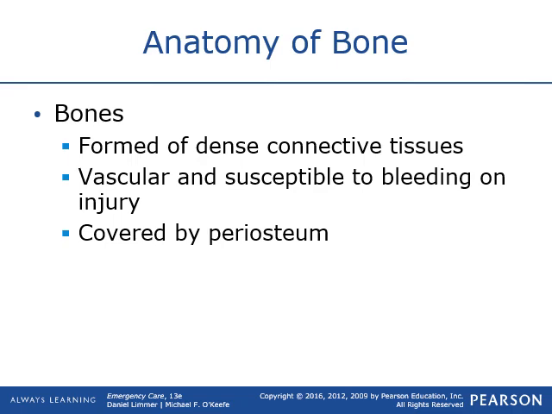So the bones are formed of dense connective tissues. Now, pediatric note, just remember the bones are not as formed as an adult. They're a little bit more flexible. They're vascular and susceptible to bleeding on injury, especially your large bones such as the femur, which is covered by periosteum.